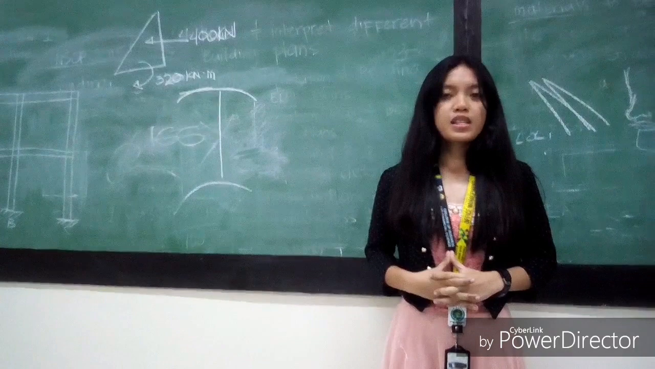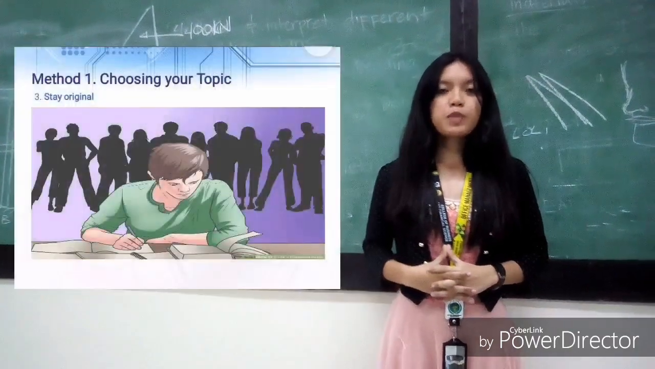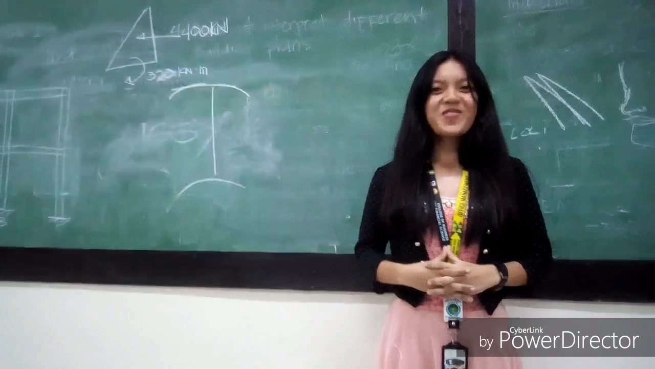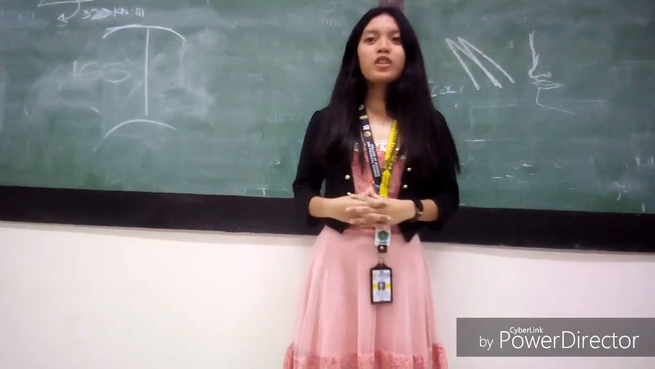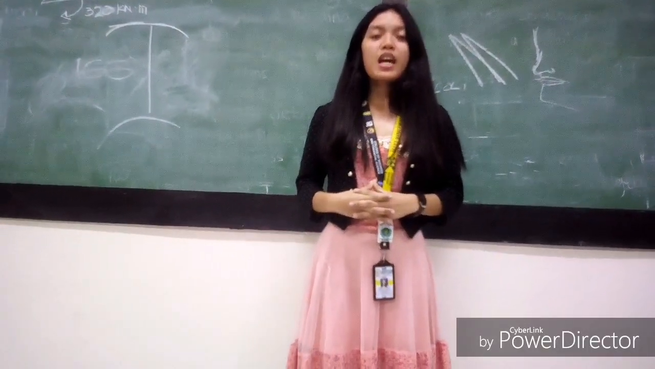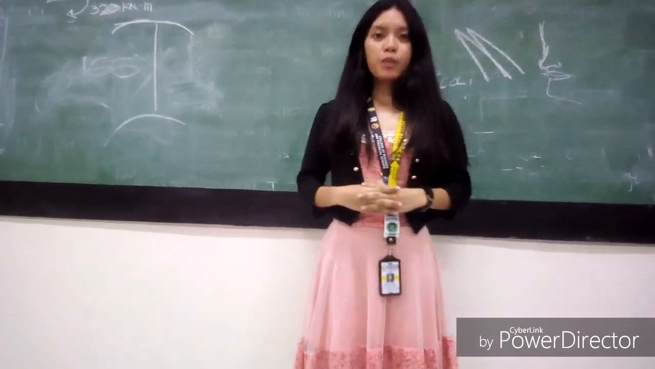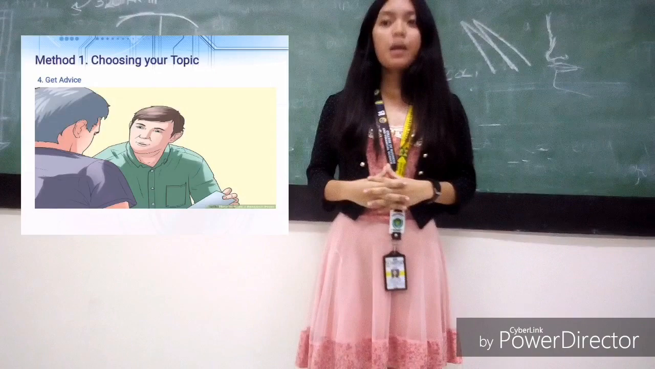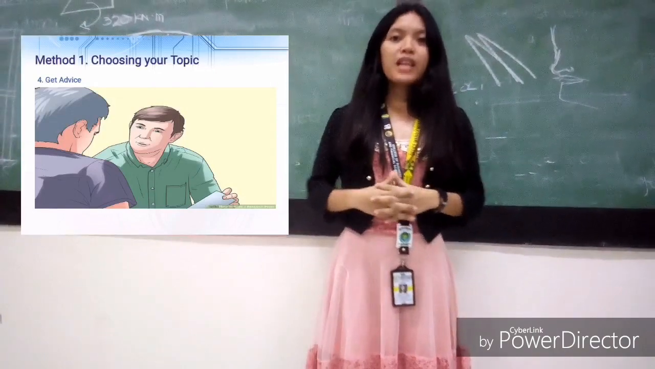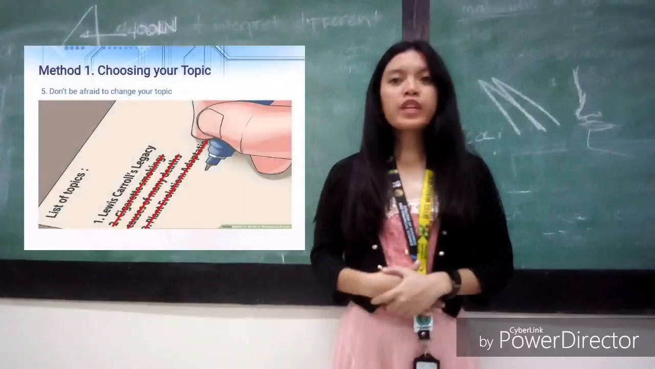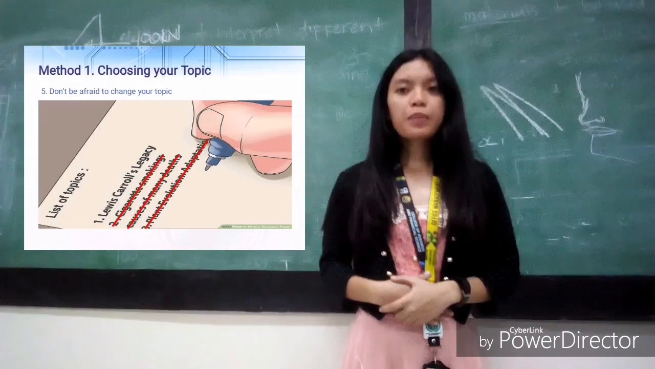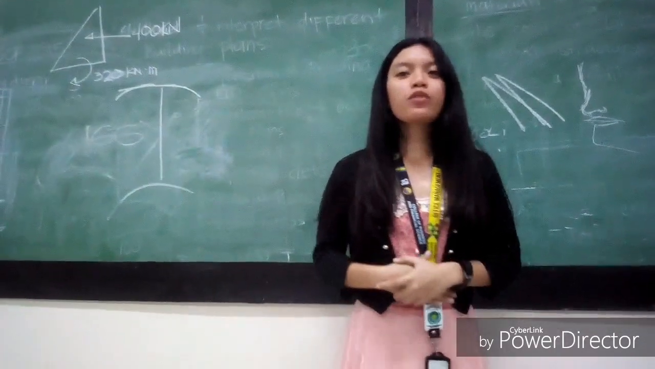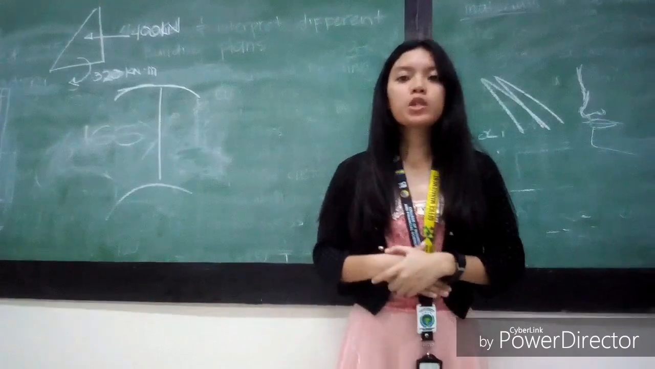Third one is stay original. If you are writing a research paper for a class, consider the other students' suggestions about a topic for the research paper. Number 4, get advice. If you are struggling to come up with a topic, just ask your prof, classmates, or wife. Don't be afraid to change your topic. And if your topic gets rejected, just begin researching and look for another suitable topic for your research paper.